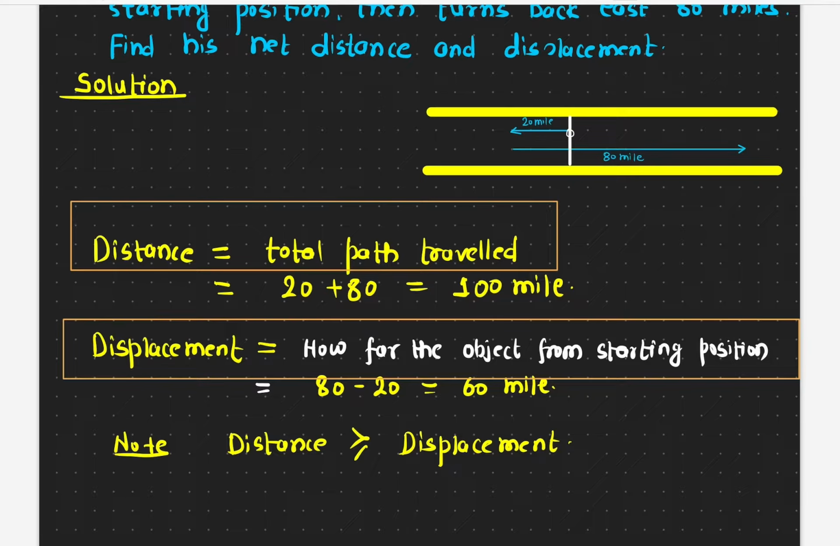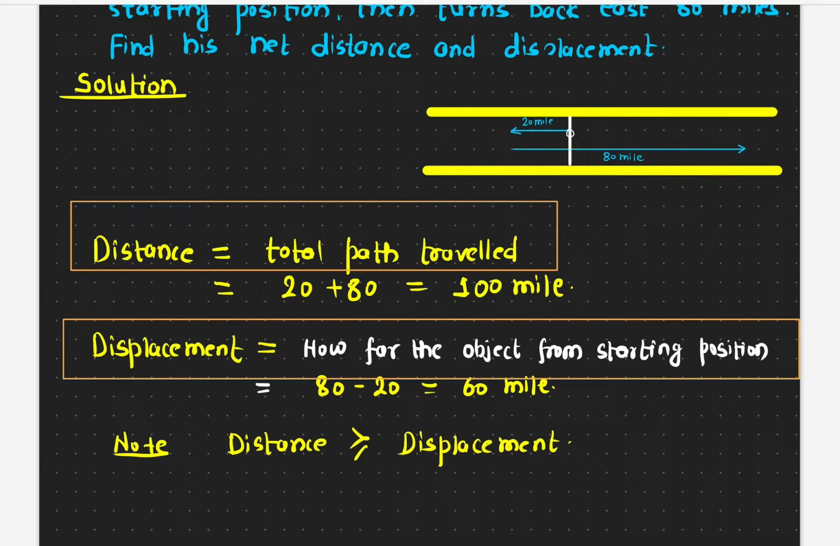It doesn't matter in which direction you move. As you have covered some path, everything, even an inch, counts towards the distance. So it's the total path traveled that is called the distance.